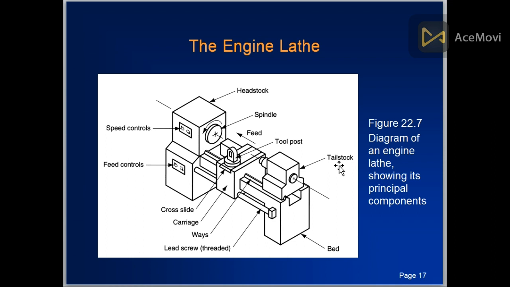The engine lathe. Diagram of an engine lathe. Engine lathe is known as lathe machine. This is the headstock, spindle. This can be the feed. This is the tool post, tailstock, bed, and many other parts.